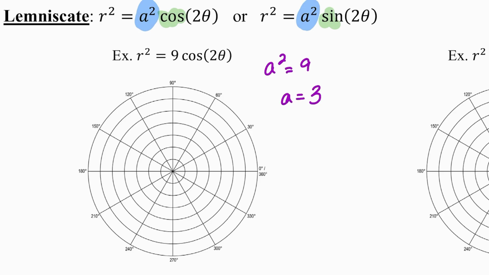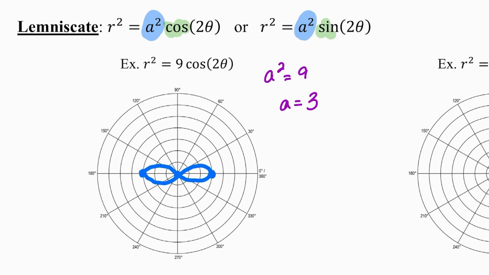So just like roses, if we are going to give you a cosine, we're going to start on the x-axis. So since a is 3, I'm going to go here through the pole and then in this direction. Lemniscates, in other words, are the infinity graph. So this literally looks like an infinity symbol. And there it is. That's what a Lemniscate is.